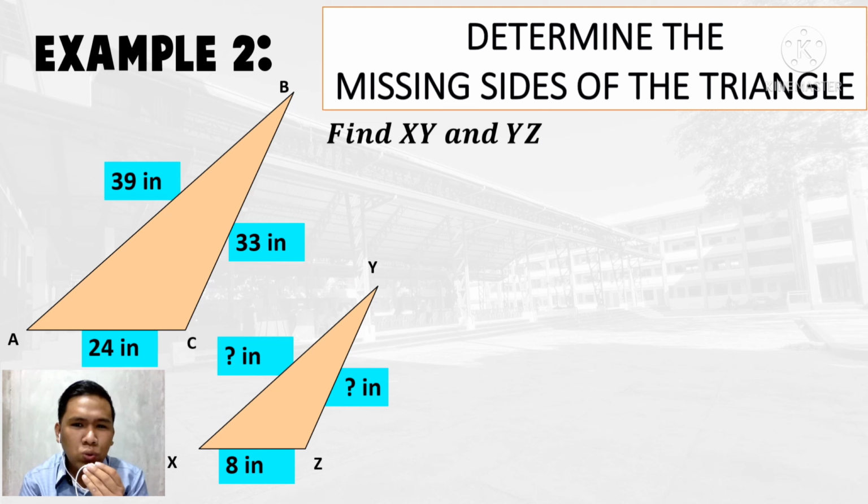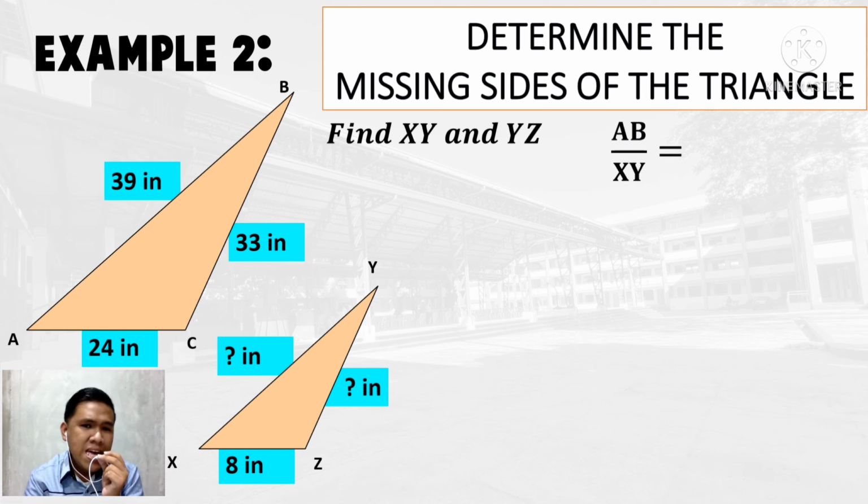For example number 2, we have to determine the missing sides of a given triangle. Grade 9 learners, kindly take a look at these two given figures. Triangle ABC is similar to triangle XYZ, wherein there are two missing sides that are unknown. They do not have a value: side XY and the side YZ. For us to get the value of these two sides, we must use the concept of similar figures.